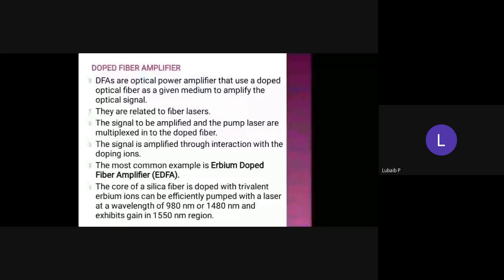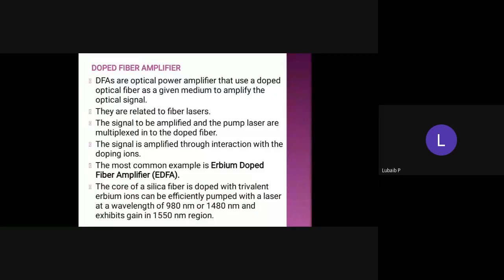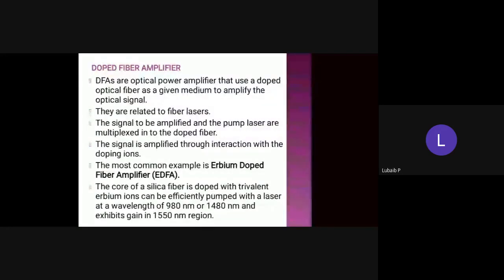In the previous session, we discussed in detail the general operation, or the general principle, behind the optical amplifier. There is an active medium that is the important part of the optical amplifier. In the DFA, the important thing is that the active medium of the optical amplifier is made up of doped optical fiber. That is the gain medium to amplify the optical signal. So they are related to fiber lasers.